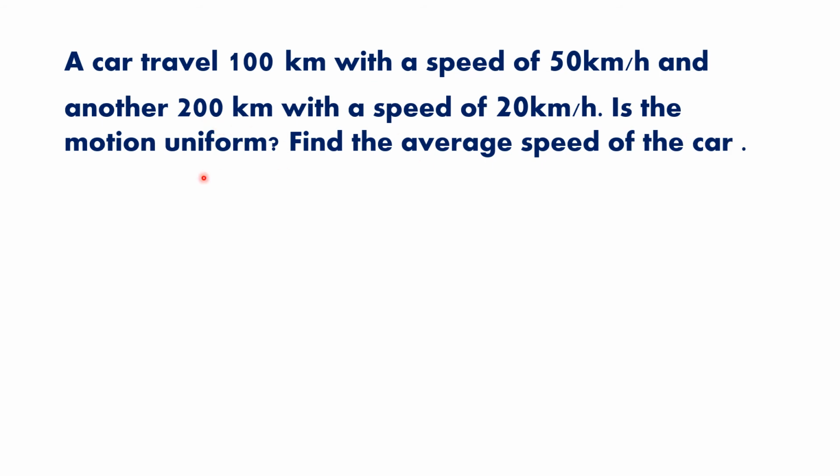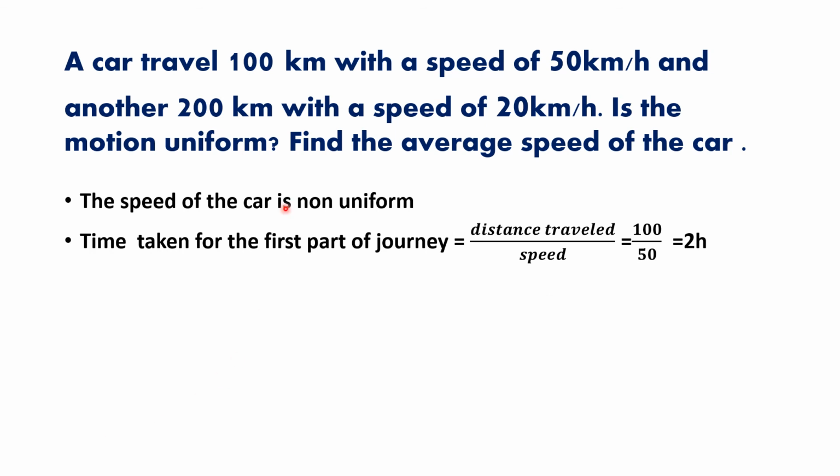So is the motion uniform? Can you say the car was moving with a uniform motion? No, because it is changing its speed. So when there is a change in speed, we will say it is non-uniform. Okay. Then find the average speed of the car. So our first answer is, the speed of the car is not uniform. Okay, it is non-uniform.